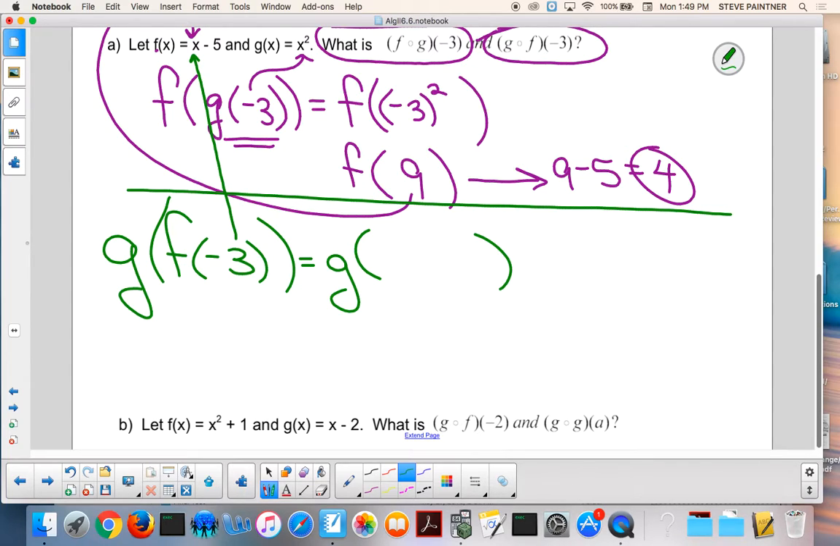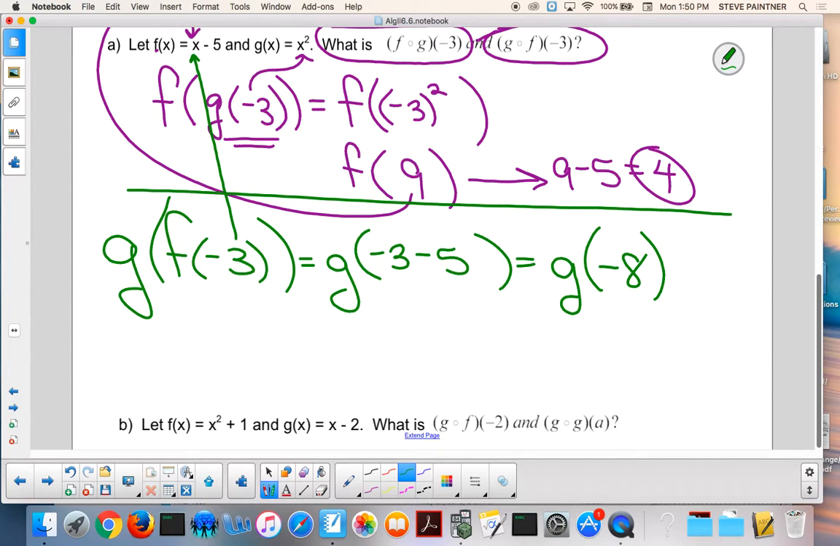It says x minus 5, so what am I going to write? Negative 3 minus 5, that's what it says. x minus 5, well, negative 3 minus 5. What's that answer, by the way? But it's not negative 8, it's the function g when we evaluate it at negative 8. Now I got to do it again. We got to do it twice.